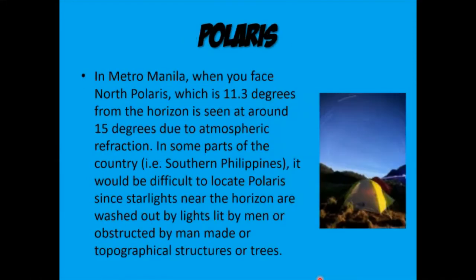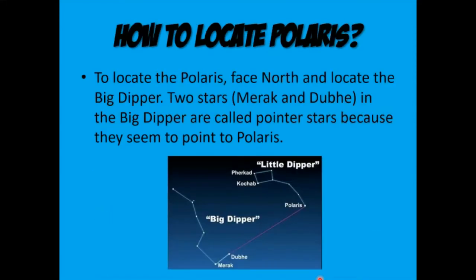And then in Metro Manila, when you face north, Polaris, which is 11.3 degrees from the horizon, is seen at around 15 degrees due to atmospheric refraction. In some parts of the country, specifically in the southern Philippines, it would be difficult to locate Polaris since starlights near the horizon are washed out by lights lit by men or obstructed by man-made or topographical structures or trees. So paano natin makikita ang Polaris?